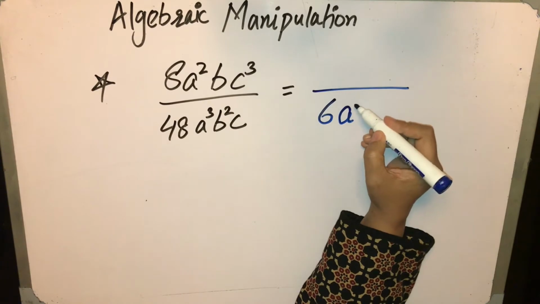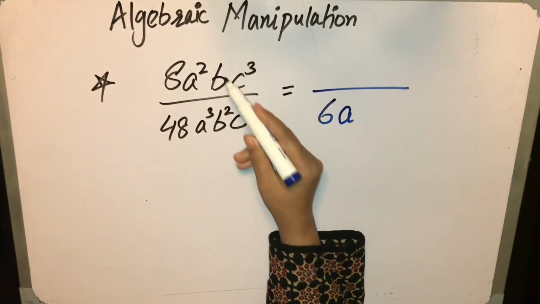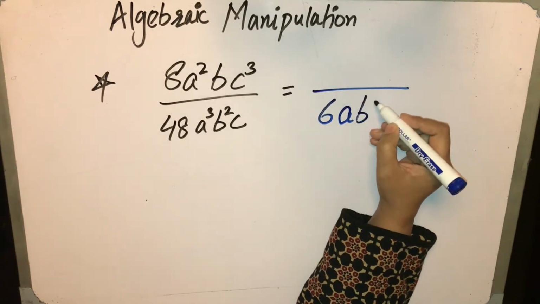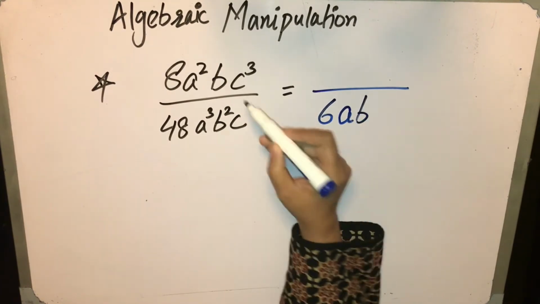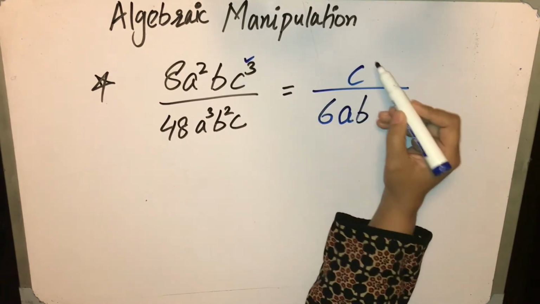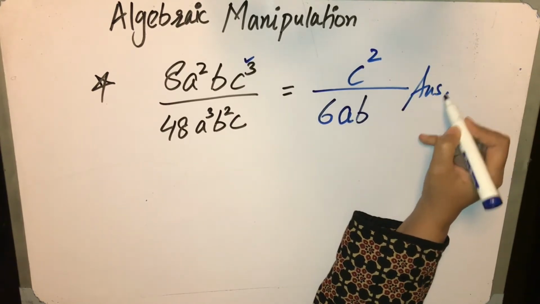3 minus 2, a power 1, so a is here. Similarly b power 2 is here, b power 1 is there, so b power 2 minus 1 is here. And c is more in the numerator, so c power 3 minus 1, that is 2, is in the numerator. This is the answer. I will repeat my method.